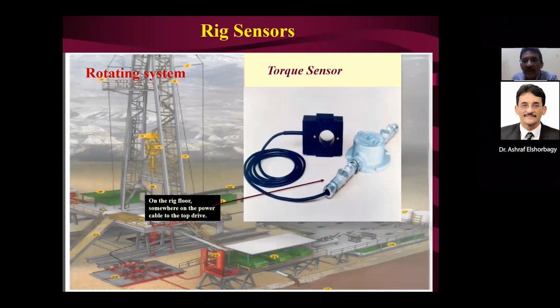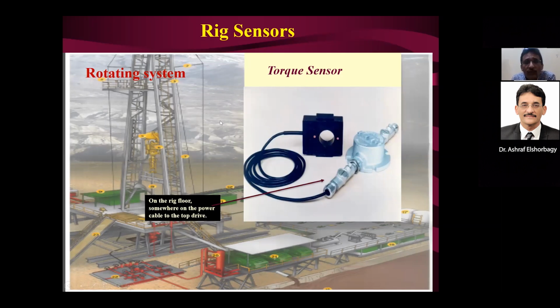If the tri-cone bit has a problem in the cones themselves, the torque will start to increase and decrease, giving me an abrupt change in the torque, which means I have a problem with the bit itself. And so I can monitor the condition of the bit also through the torque sensors.